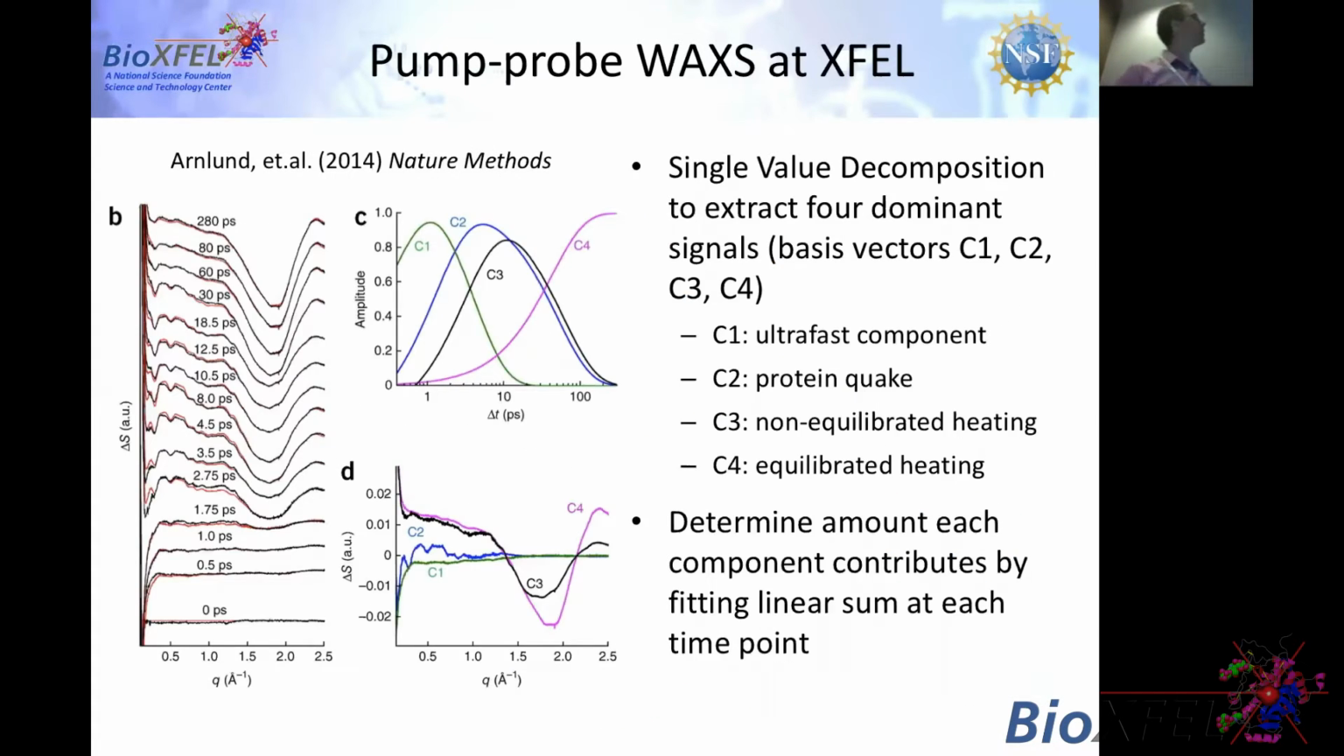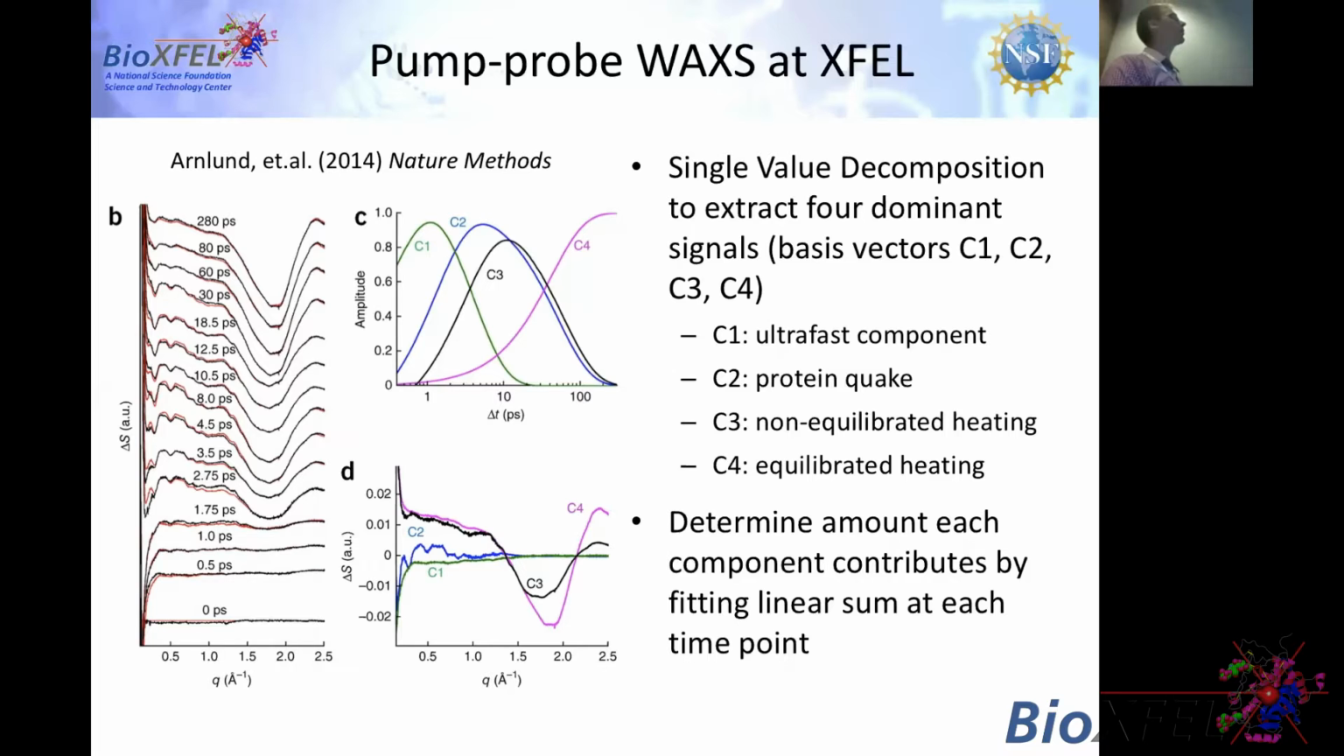So these were their results. You can see on the left here, they're different scattering profiles. Like I said, these are very small changes, so they're looking at difference scattering. They had down to a sub-picosecond resolution. In order to analyze this information, they did a form of singular value decomposition that extracted 4 dominant basis signals. They actually did this using essentially a model of kinetics, so it's not exactly singular value decomposition, but it's very similar.